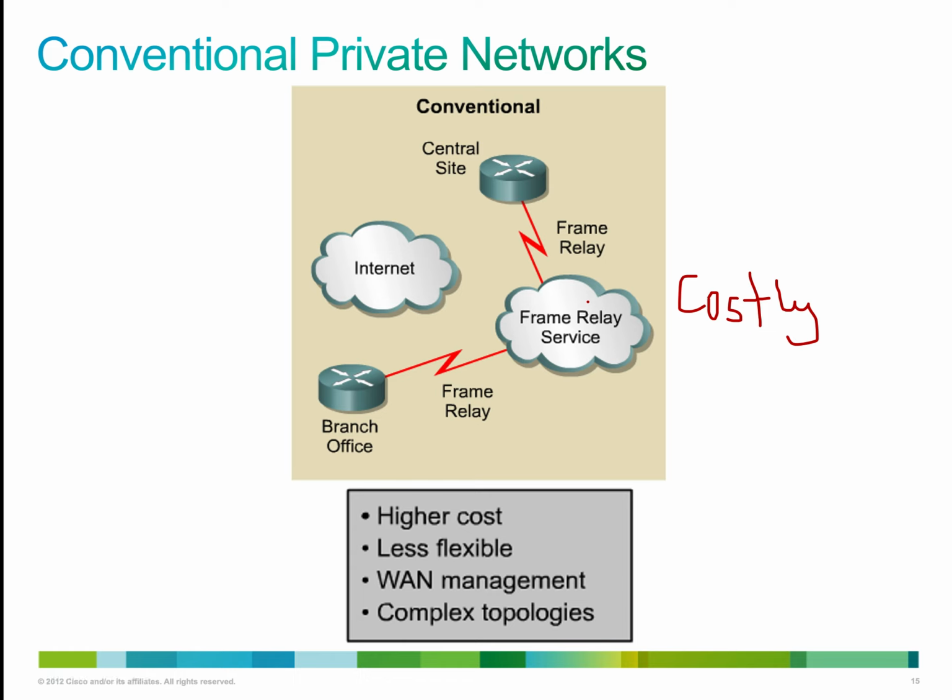So that leads to the development of the VPN. The conventional network has a higher cost, it's less flexible, it involves a lot of wide area network management, so many things. It has a complex topology, so it's not so friendly.